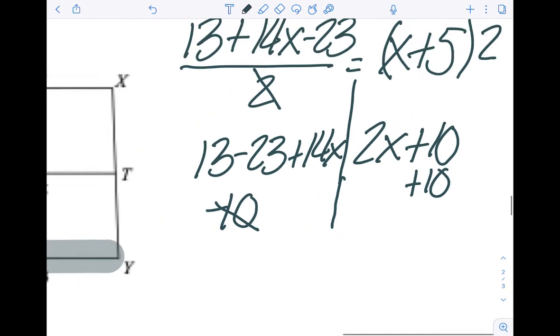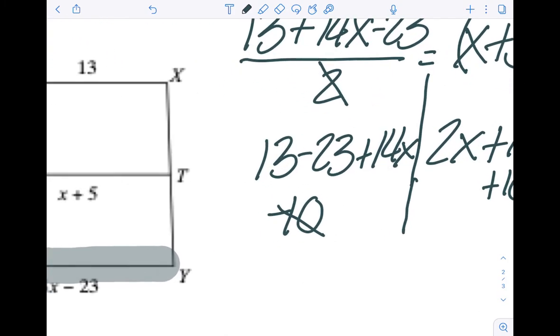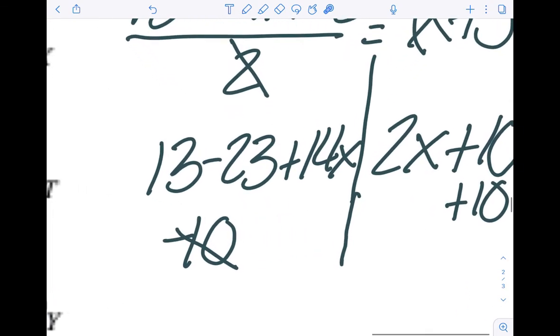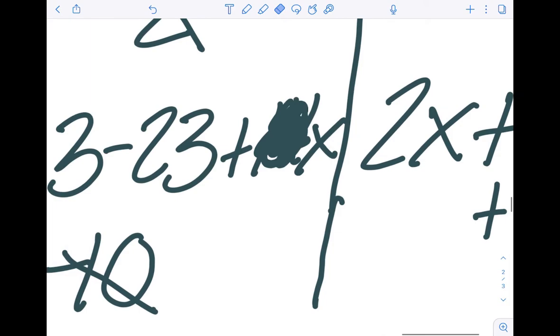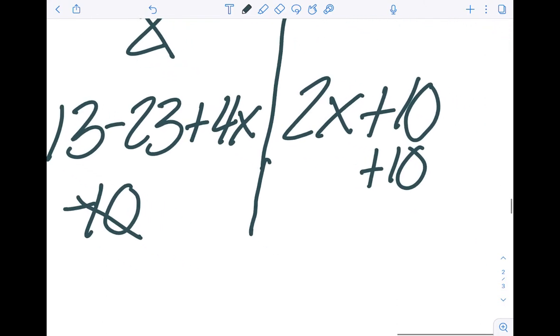What did I do wrong here? I think I did something wrong. What did I do? Ah, look what I did, kiddos. This is 4x, not 14x. So what I'm going to do here is cross this out and make it plus 4x. Okay, let's see what happens if I delete. Okay, perfect, it worked. So that means that, yes, that's going to work. So I have 4x here.